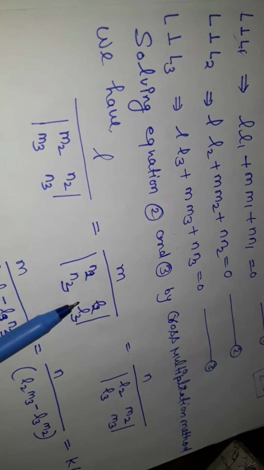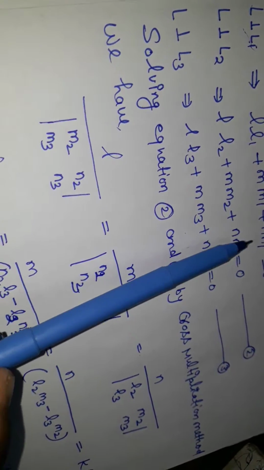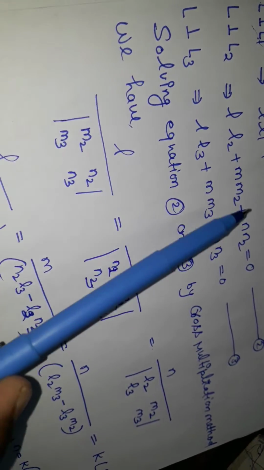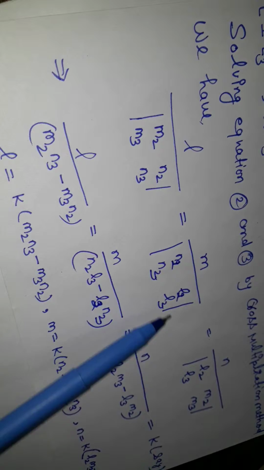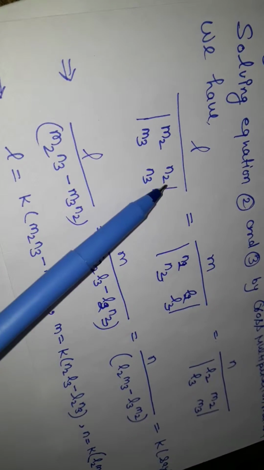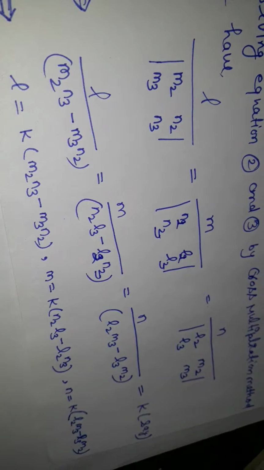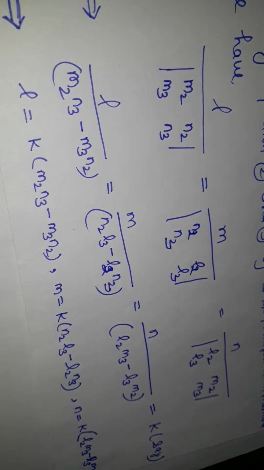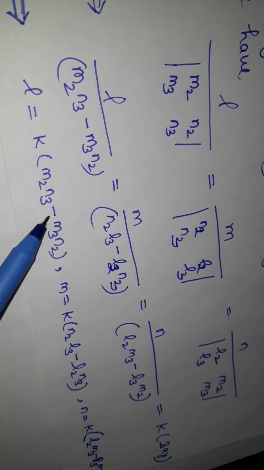I have obtained this determinant, and in the same manner for the variable N, after removing the terms containing N, the coefficients of L and M are L2, L3, M2, M3. After expanding these determinants of order 2 by 2, I have L upon M2 N3 minus M3 N2, and in the same manner for the others, and then I supposed the common ratio to be K. So L is equal to K times M2 N3 minus M3 N2.